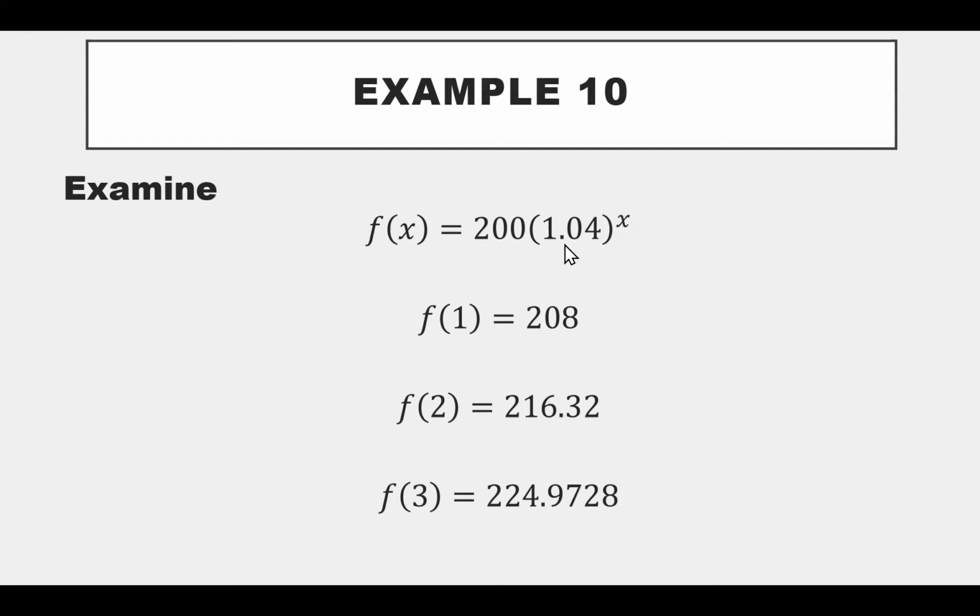Now imagine we were saying that we're starting a bank account which has $200, and each year it gains 4%. Gaining 4% would be a multiplication of 1.04. So after year 1, the bank account would have $208 in it. After year 2, the bank account would have $216.32 in it. And after year 3, the bank account would have $224.9728 in it.